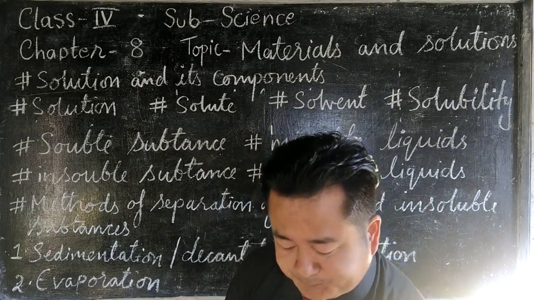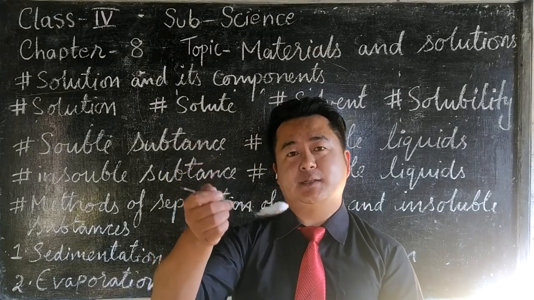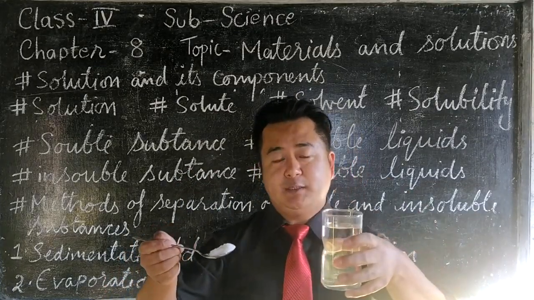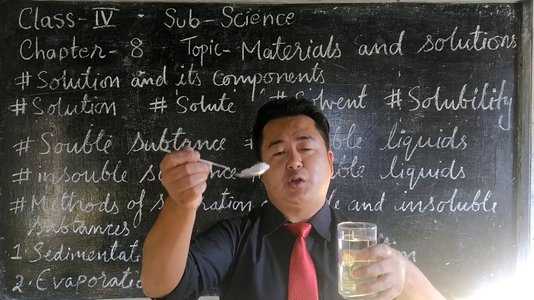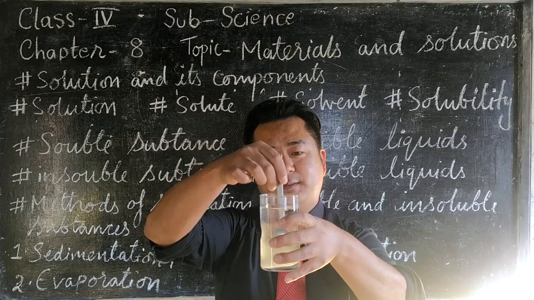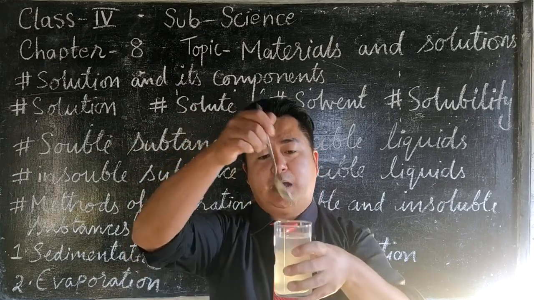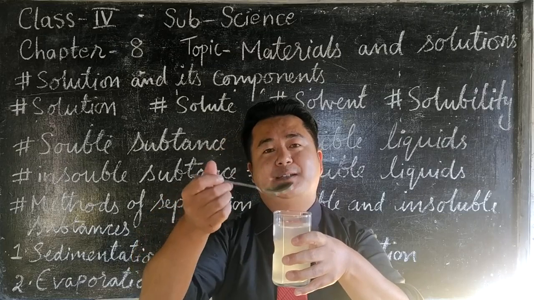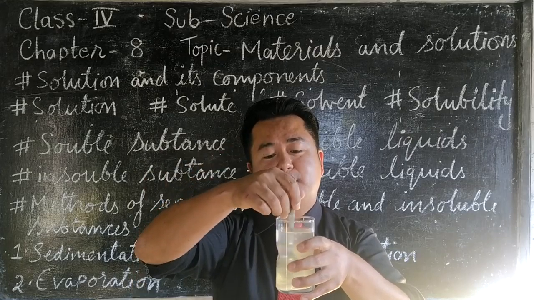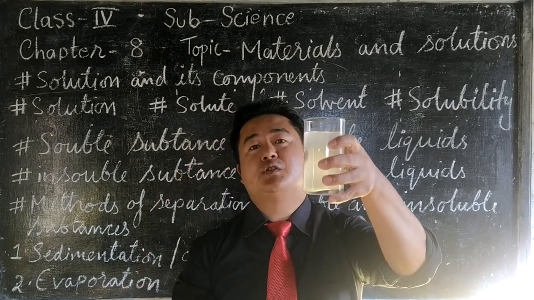For example, here we have salt. Salt is a solute and the liquid part, water, is a solvent. I am going to mix and stir it. See. When I mix the salt in the water, as I already informed you that salt is a solute and water is a solvent, it becomes a solution.